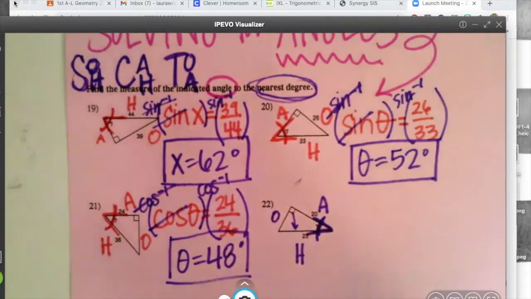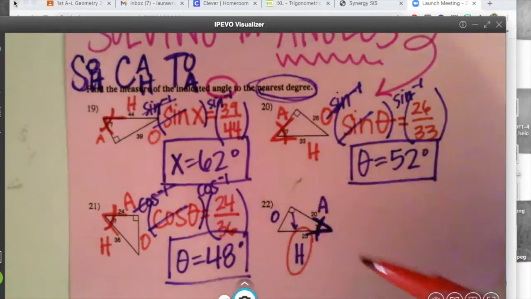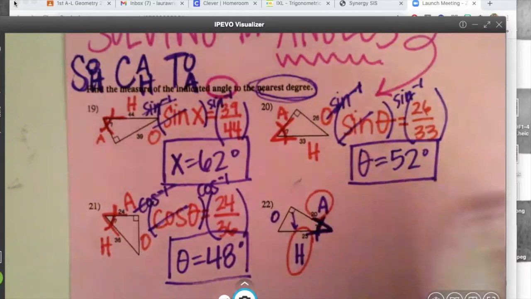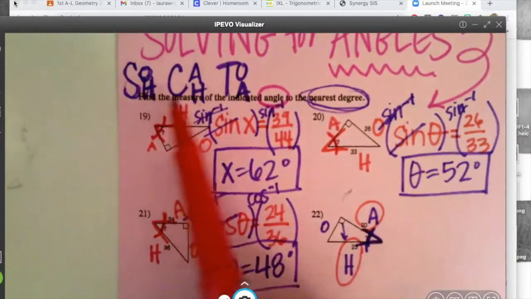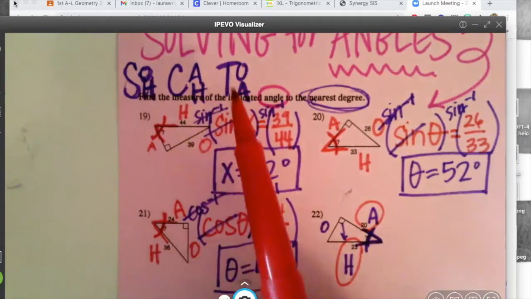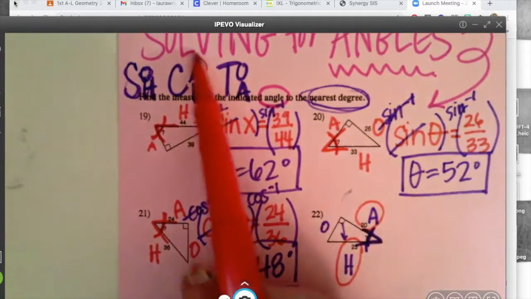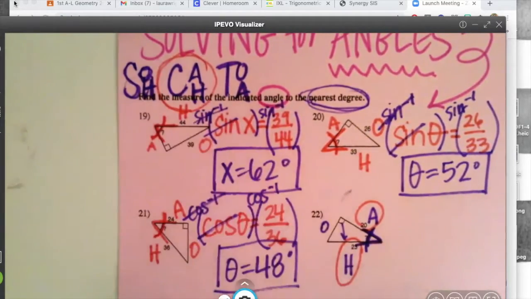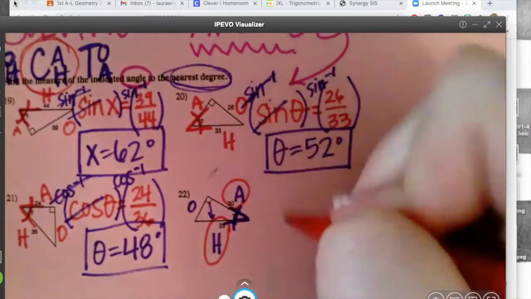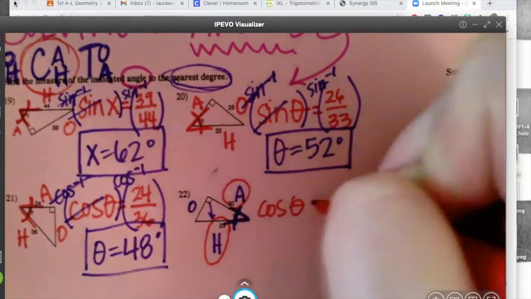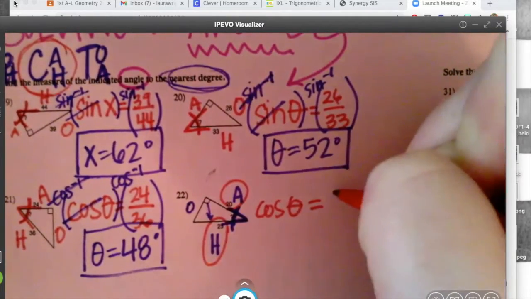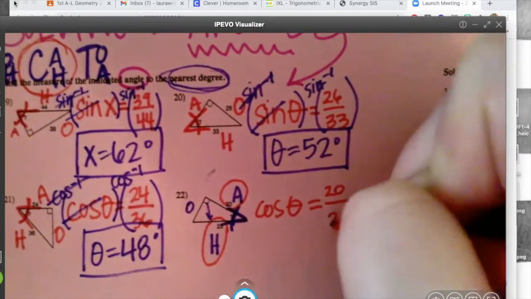So the way you know which of those functions to use is to look at which sides you have. So I have a measurement here and I have a measurement here. So I'm going to use the A and the H. So in my SOHCAHTOA memory device up here, the A and the H are cosine. And that's how you know which one to use. Does that help a little? Thank you for asking. So we're going to do cosine of theta equals that A number 20 over that H number 25.